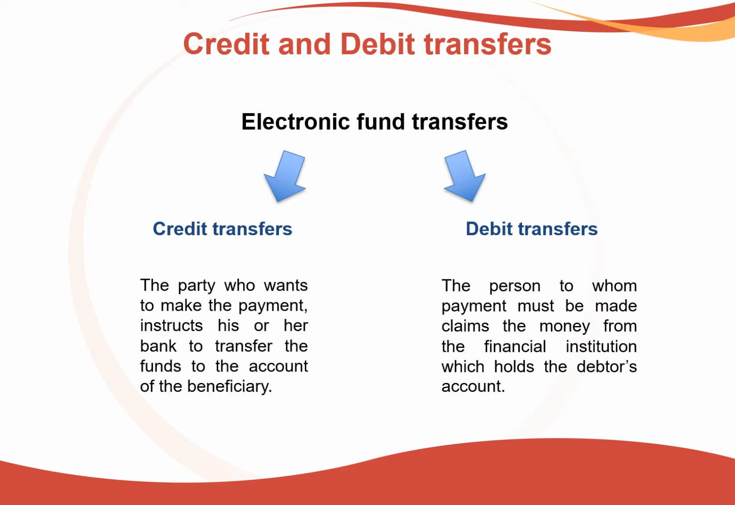Electronic fund transfers can be divided into two groups, credit transfers and debit transfers. As you can see from the slide, in the case of a credit transfer, the party who wants to make the payment instructs his or her bank to transfer the funds to the account of the beneficiary.